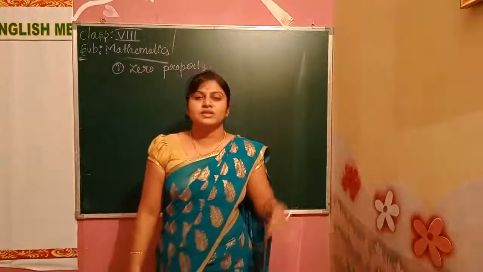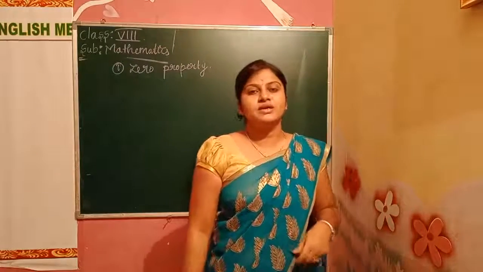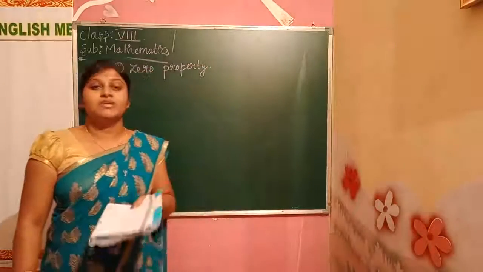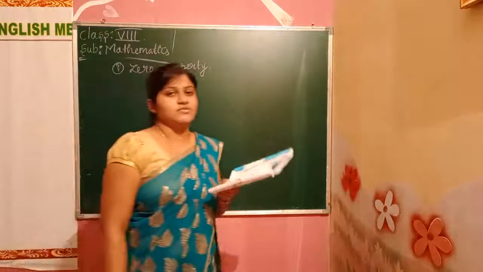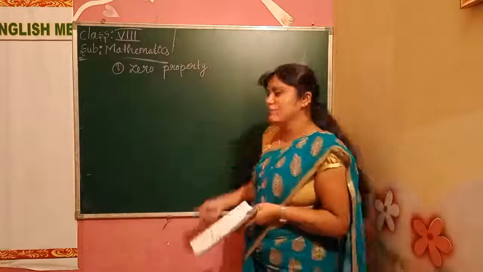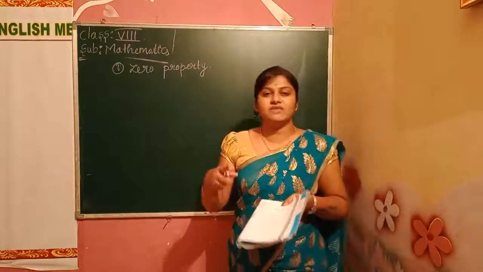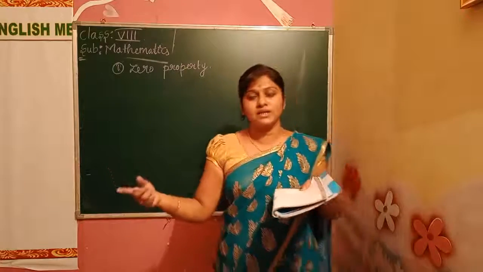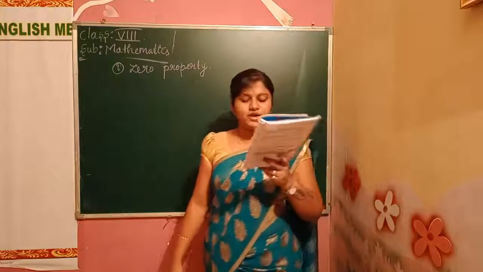What is the zero property, children, in the integers and in the whole numbers? In that we did, when we multiply 0 with any number, we get 0 itself. When we add 0 with any number, we get that number itself. Different operations have different results. In addition, when we add 0, we get that number only. When we subtract, we get that number only. When we multiply, we get 0.